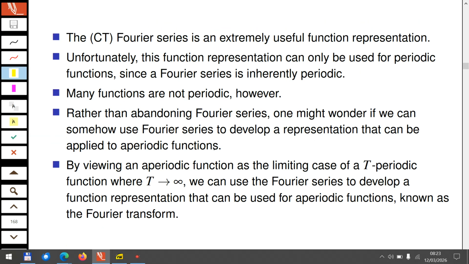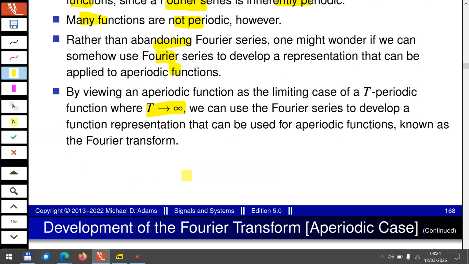So he also now reminds you that Fourier series is an extremely useful function representation, but unfortunately this representation can only be used for periodic functions, since Fourier series itself is periodic. Many functions are not periodic, we know that. So rather than abandoning the Fourier series, you can start with the Fourier series, and then you apply that limit, which I already did, and the coefficients are replaced by what you now will call Fourier transform.